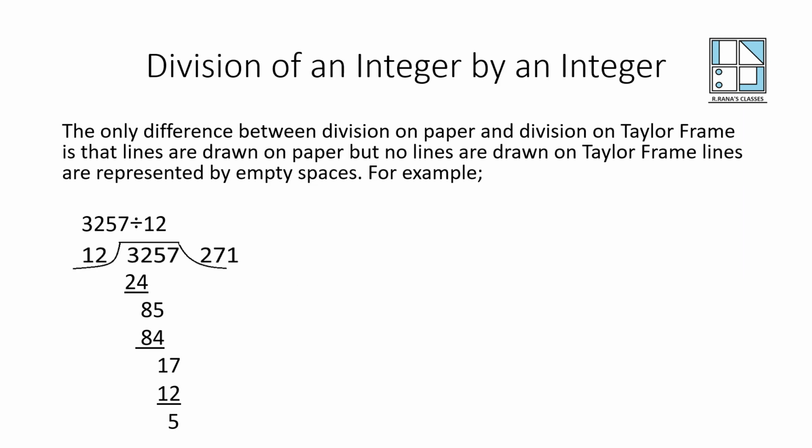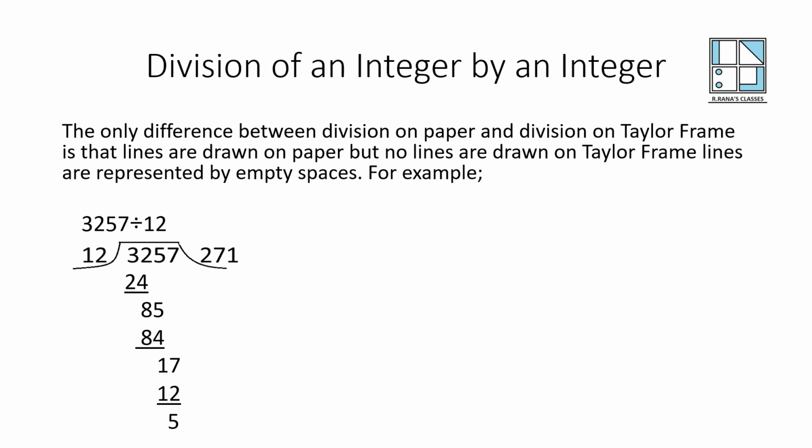Division of an integer by an integer is the most common division. The only difference between division on paper and division on Taylor frame is that lines are drawn on paper but no lines are drawn on Taylor frame. On Taylor frame, these lines are represented by empty spaces.